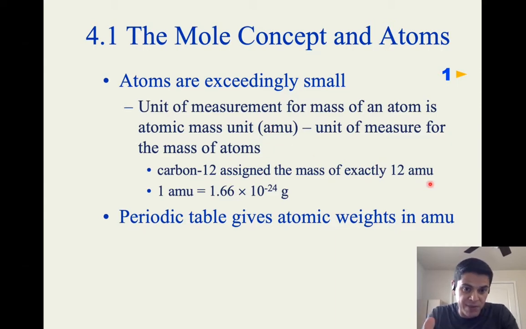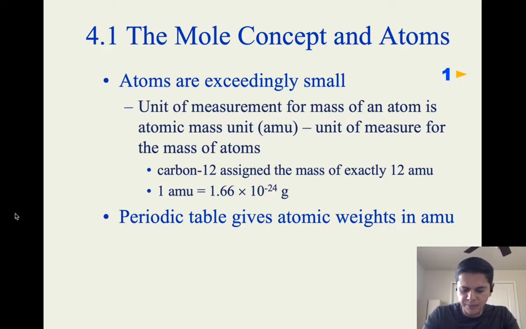Now, what is an atomic mass unit? Because we're used to thinking, okay, but how much is that? Well, an atomic mass unit is 1.66 times 10 to the power of negative 24 grams. That's a whole bunch of zeros, and then finally you have a 166. The periodic table will give you your masses in AMUs.